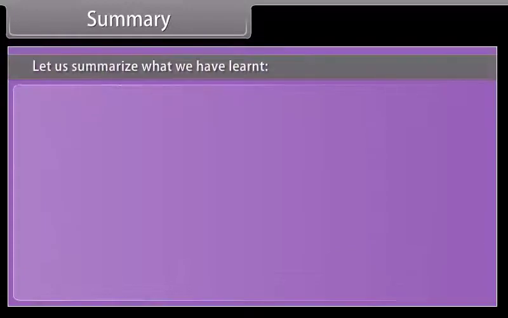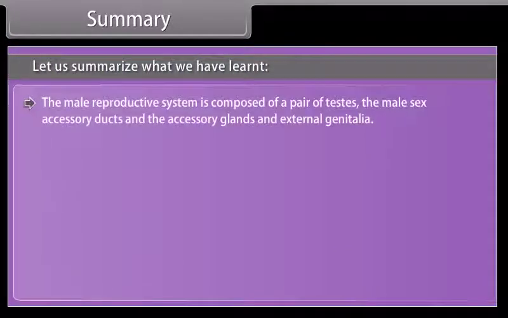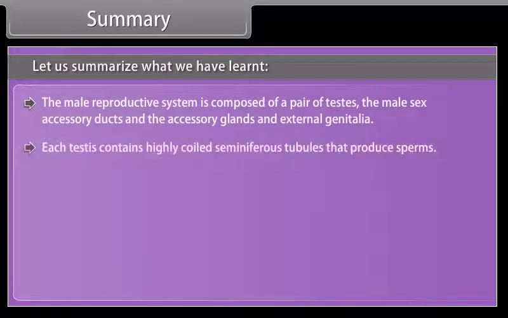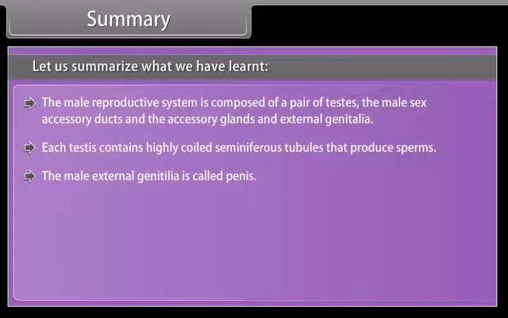Summary. Let us summarize what we have learned. The male reproductive system is composed of a pair of testes, the male sex accessory ducts, the accessory glands and external genitalia. Each testis contains highly coiled seminiferous tubules that produce sperms. The male external genitalia is called the penis.